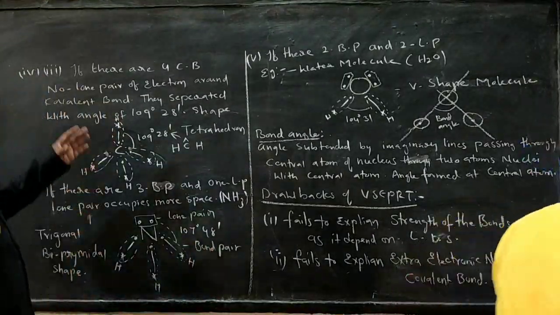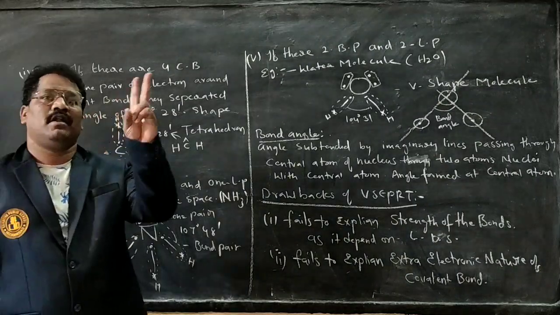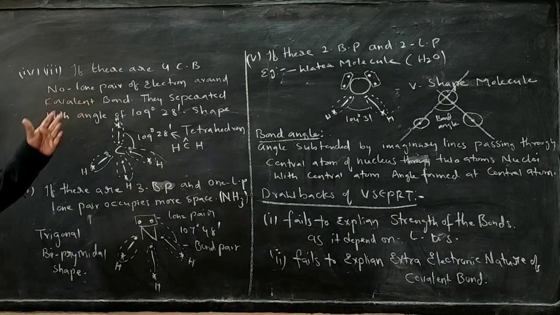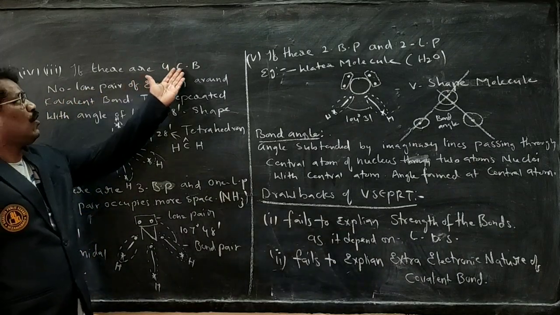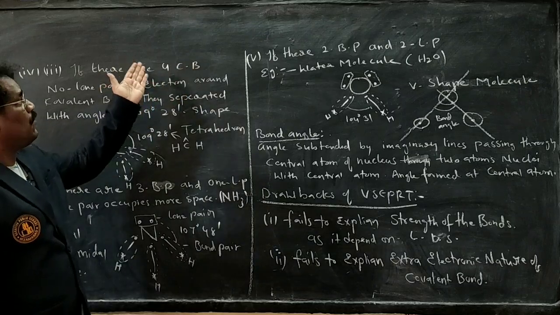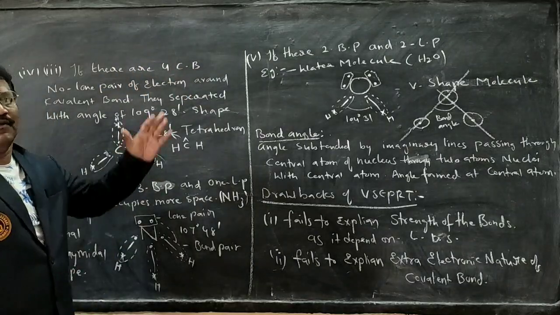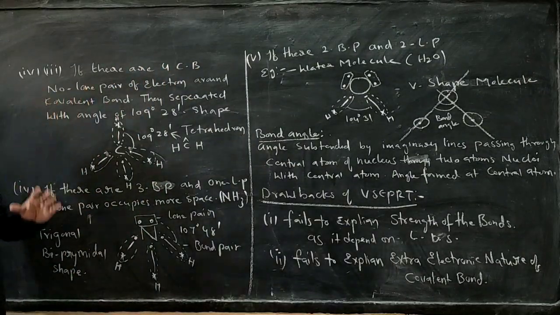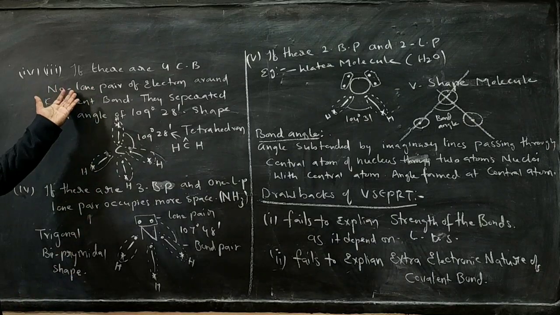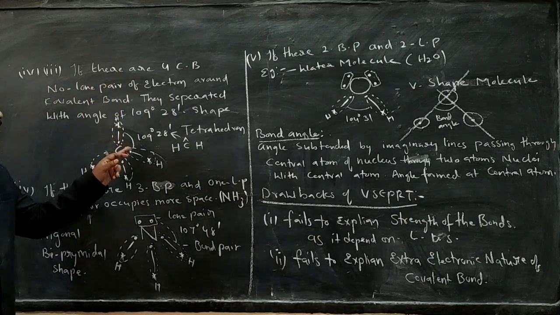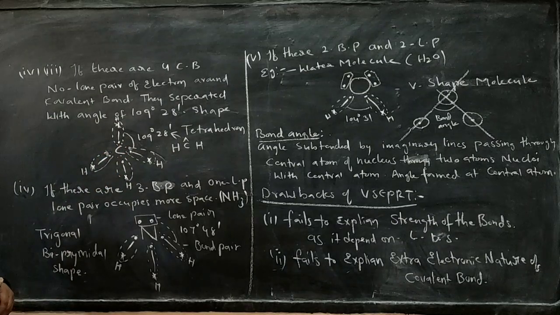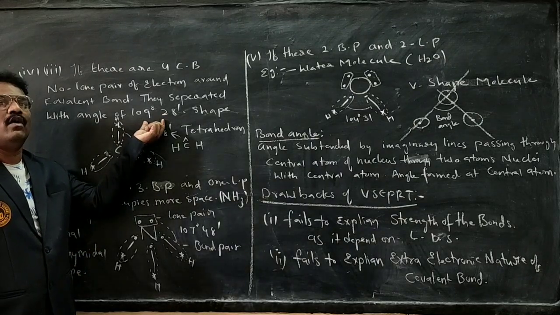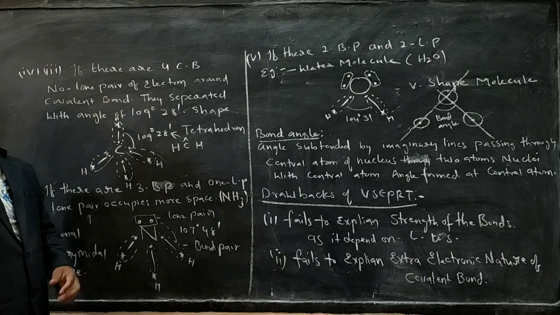Okay, children, next the fourth point. In the fourth point we have already discussed two points. Coming to the third point, what does it indicate? If there are four covalent bonds, it means four bonded pairs of electrons exist, and there is no possibility of any lone pair of electrons around the central atom. Then those bonded pairs will be separated with an angle of 109 degrees 28 minutes.